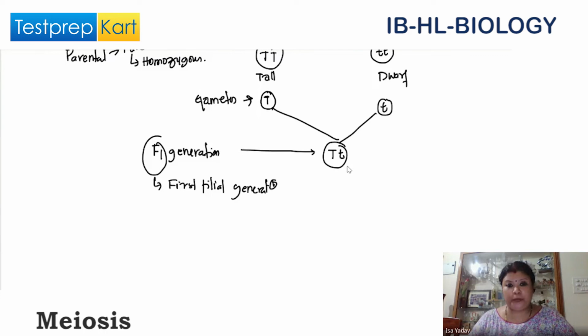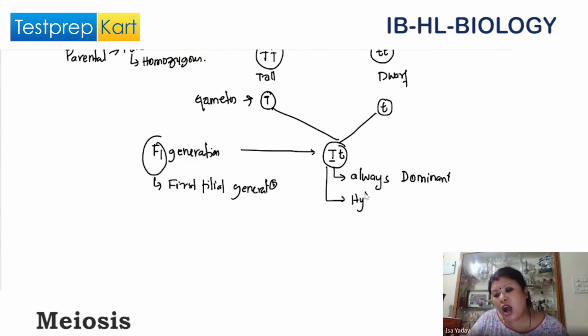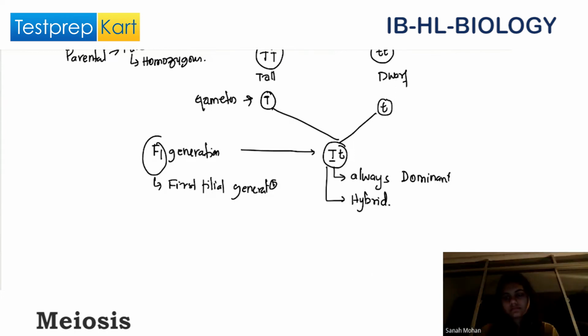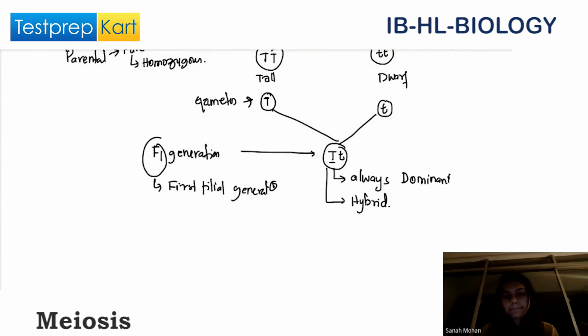First filial generation is a combination of both the parents, one dominant and one recessive. So the F1 generation is always dominant because of capital letter T, and not only dominant, but it is always hybrid, a mixture of capital letter T and small letter T. This is the first filial generation. This is clear, Sana? Yeah.